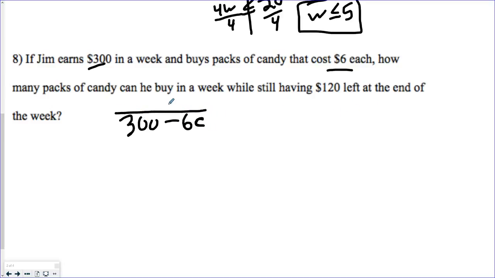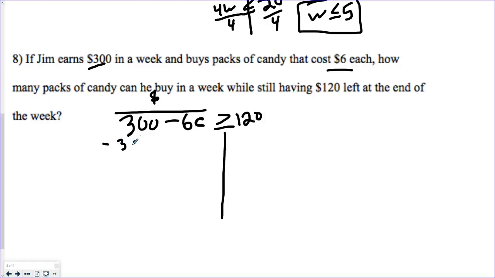So this is the money he has, right? He wants this to be bigger than or equal to 120. He doesn't mind if he has more money, but he does not want this to be less than 120. He can be equal to 120, and he can be more than 120. He just can't be less than 120. Well, let's see what it does.